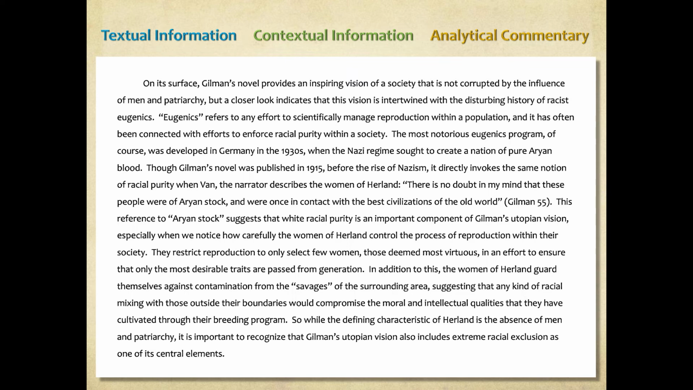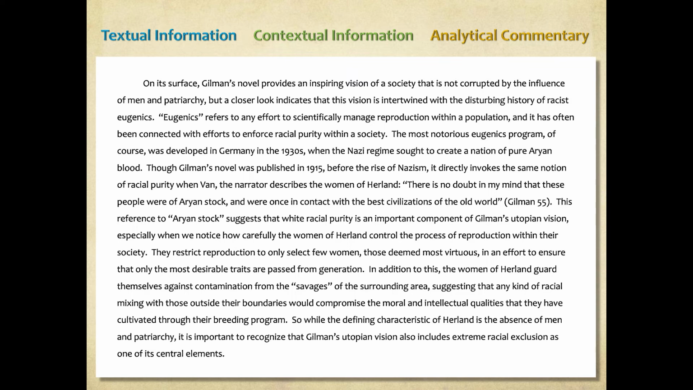Let's start. "On its surface, Gilman's novel provides an inspiring vision of a society that is not corrupted by the influence of patriarchy. But a closer look indicates that this vision is intertwined with the disturbing history of racist eugenics."